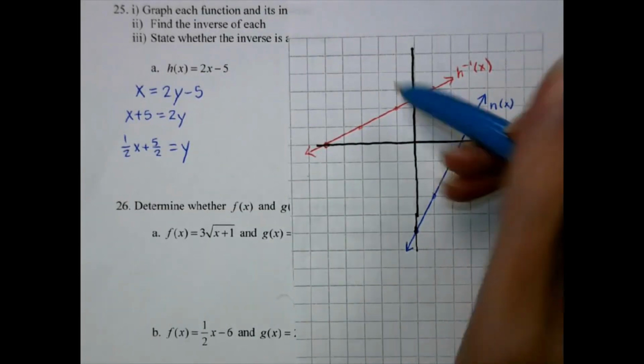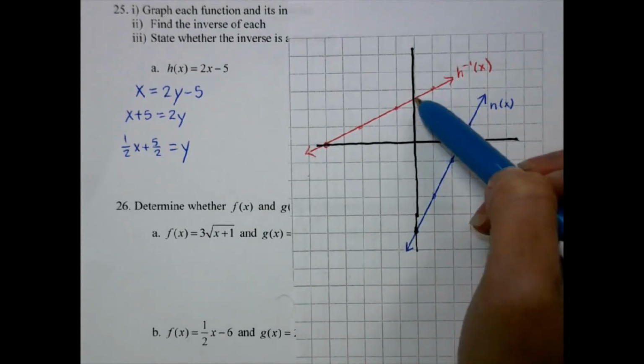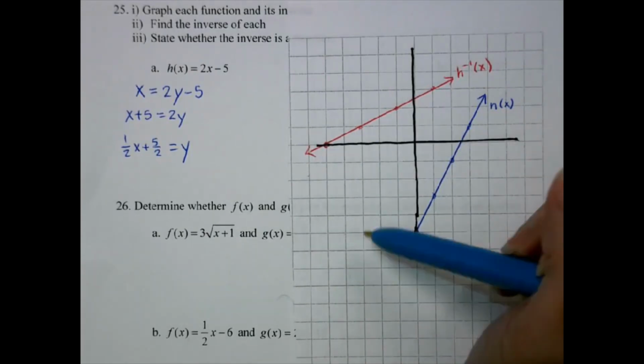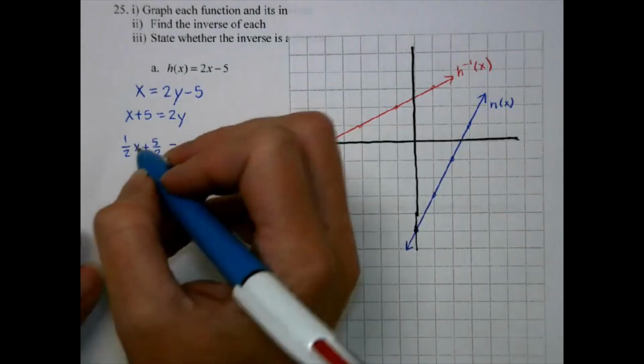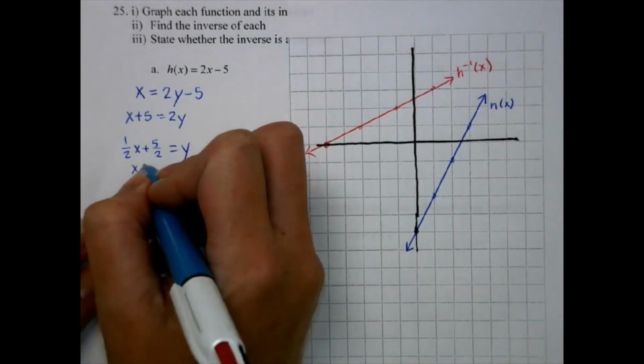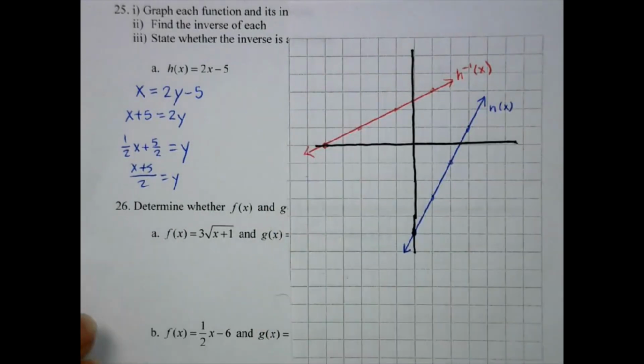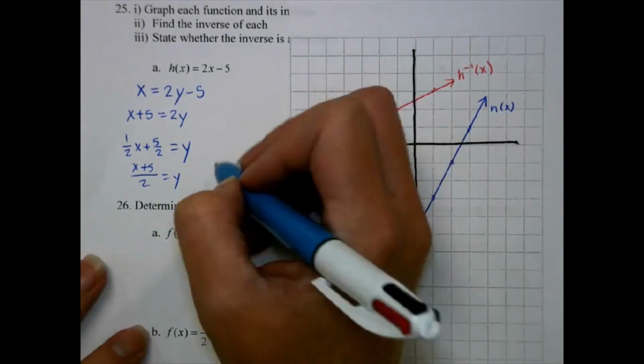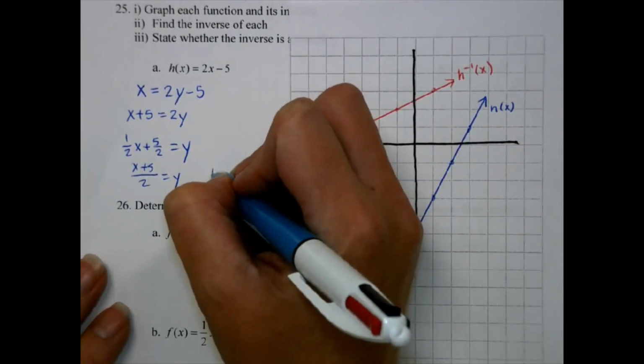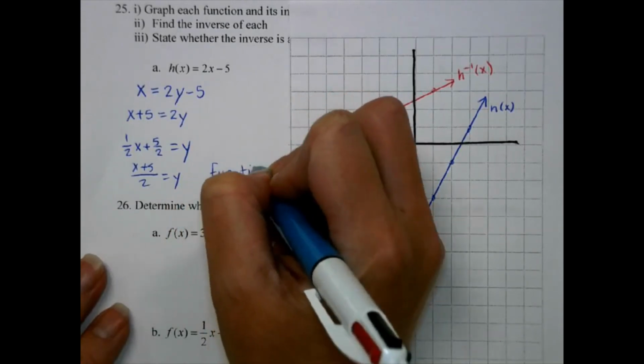We had a positive slope of 1/2, and this y-intercept is at 2.5. You could also write this as x plus 5 over 2 if you want to. Those are both completely legitimate. Is this a function? Yes, it is a function. It passes the vertical line test.